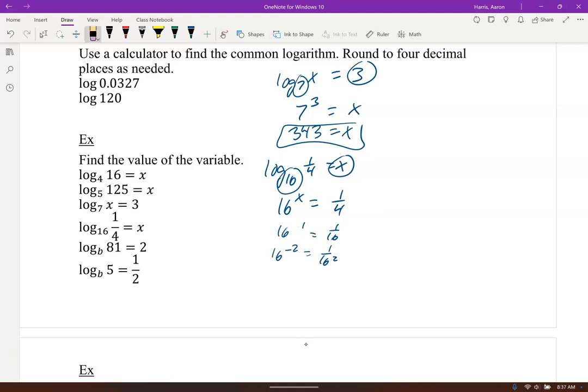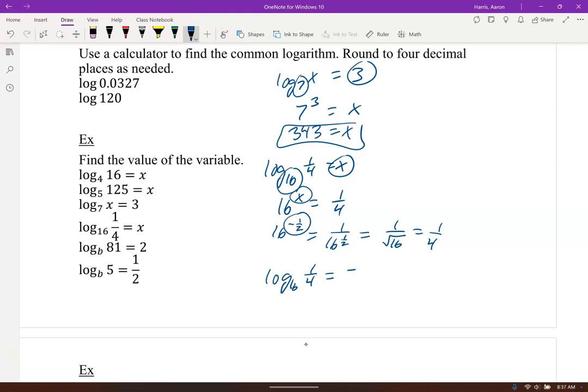So I got to be a little more creative on this one. Think square root. 16 to the negative a half. That's 1 over 16 to the 1/2. In other words, 1 over the square root of 16, which is 1/4. So x is actually negative a half. That's kind of a tricky one. That's what your x is here, negative a half.